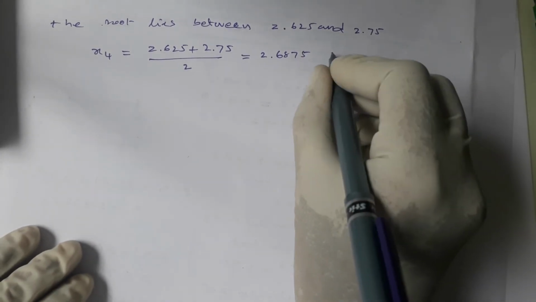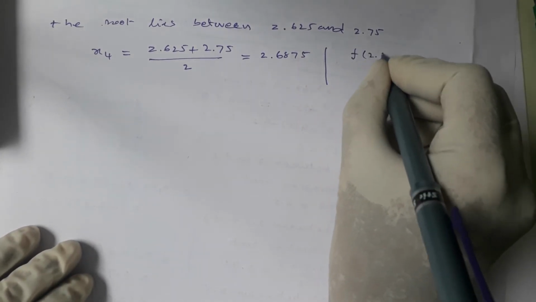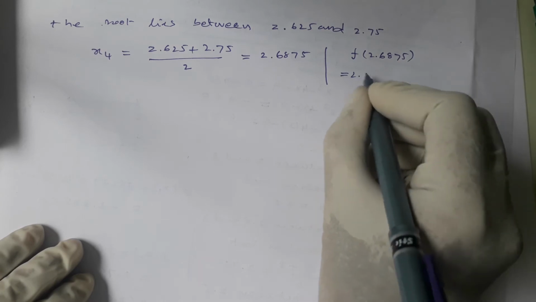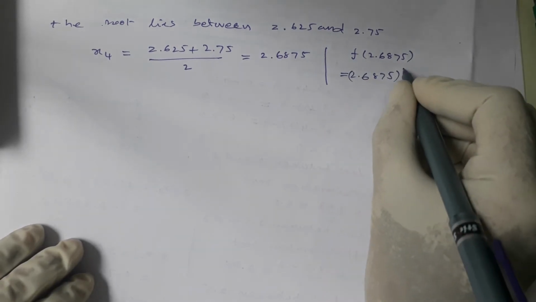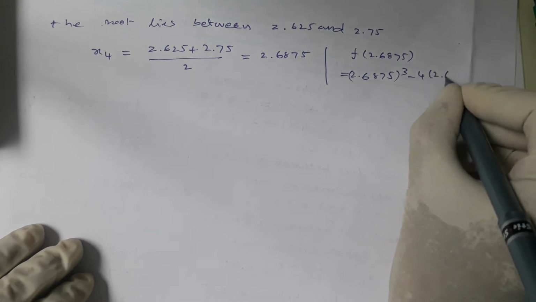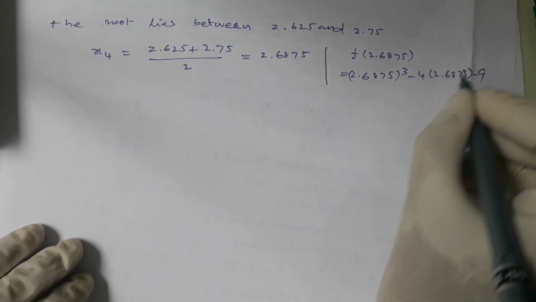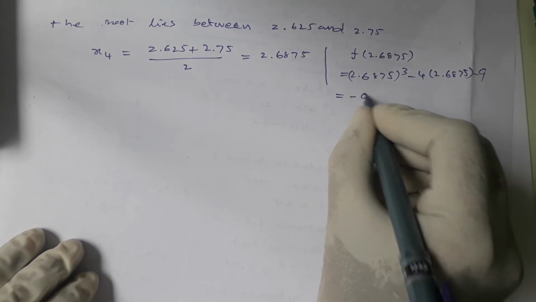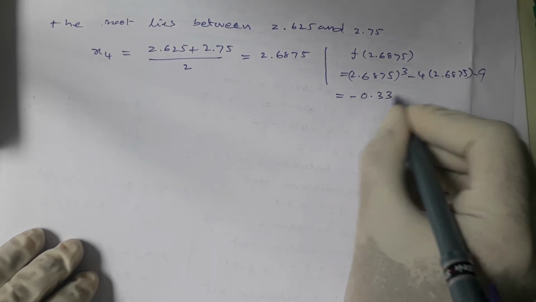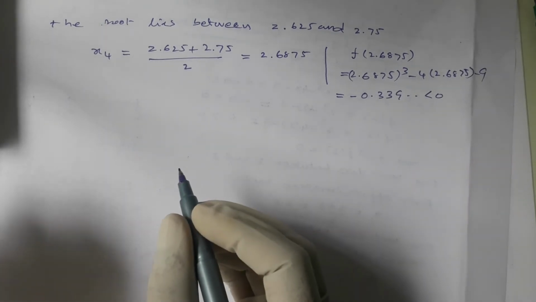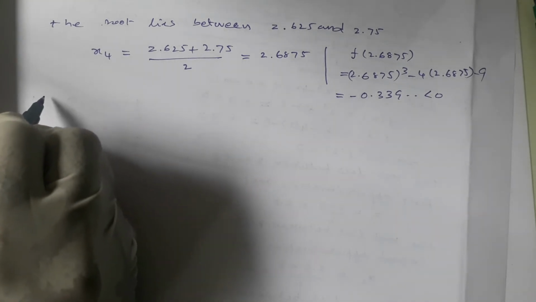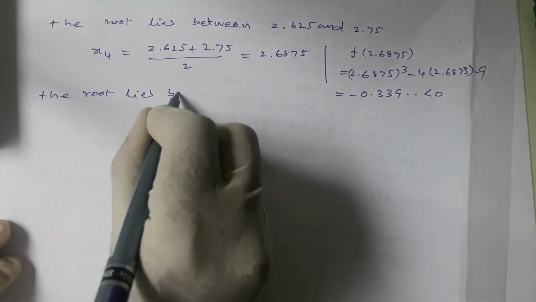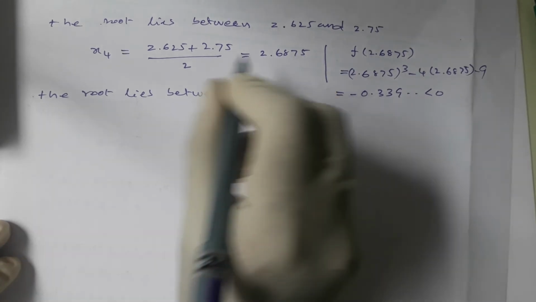2.6875. So f of 2.6875 is equal to 2.6875 whole cube minus 4 into 2.6875 minus 9, that value is minus 0.339, which is less than 0. As it is less than 0, the root lies between that value and its right value.